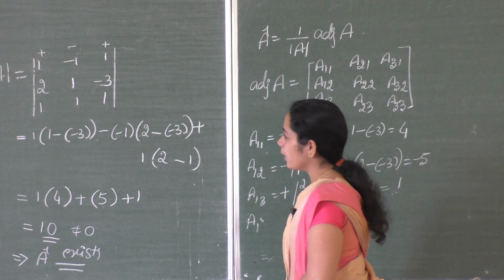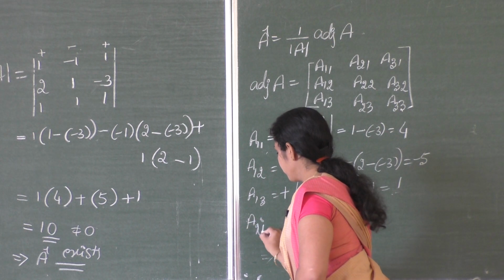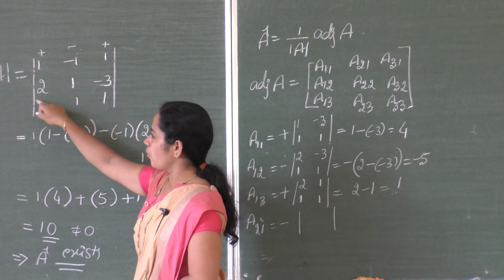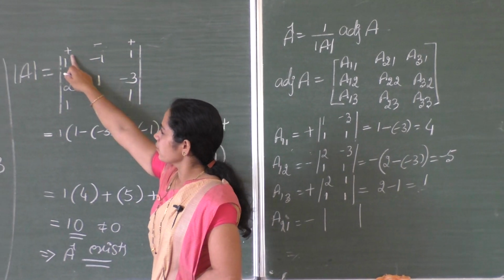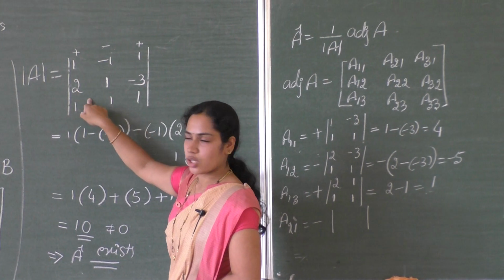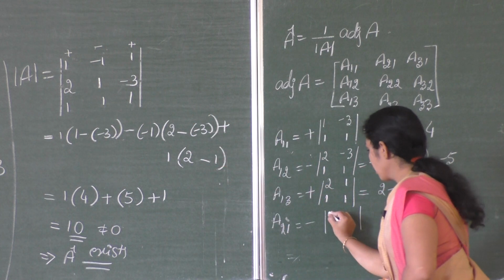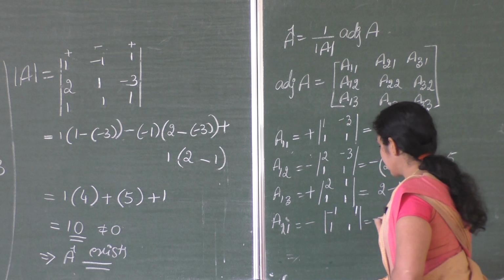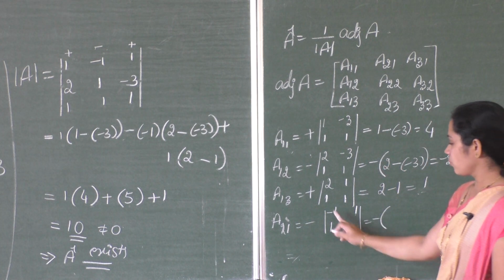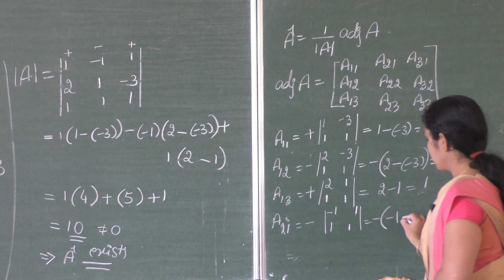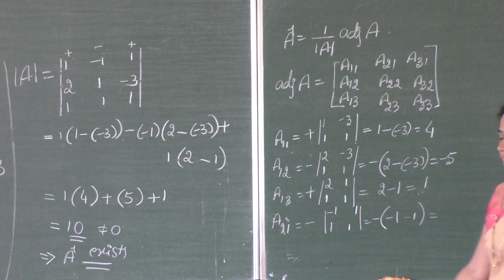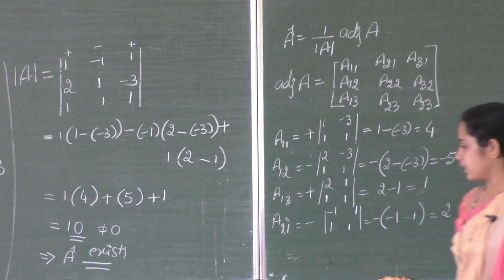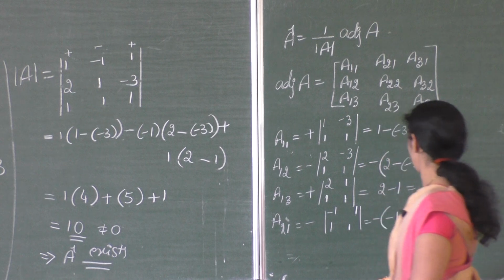Next one is A21. A21 is negative; delete second row, first column, what is remaining? -1, 1, 1, 1. This is minus of -1 minus 1, which is minus of -2, minus into minus becomes plus 2. Next one is A22.